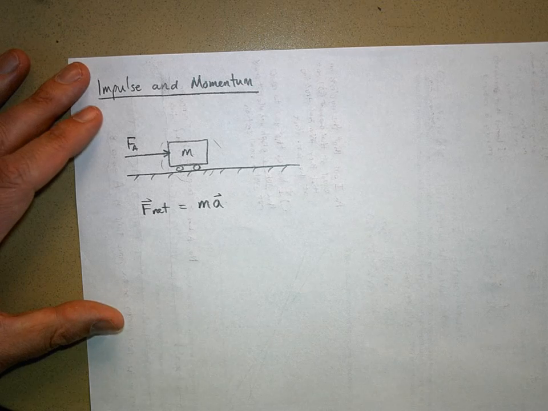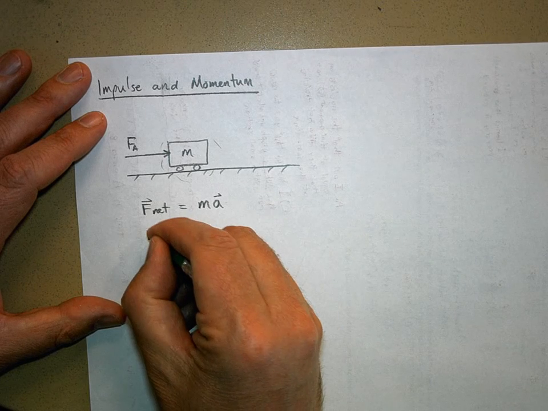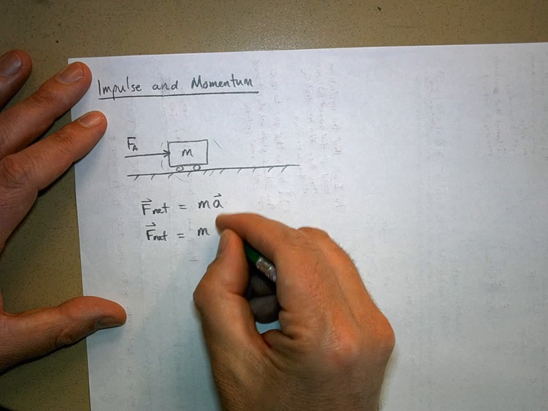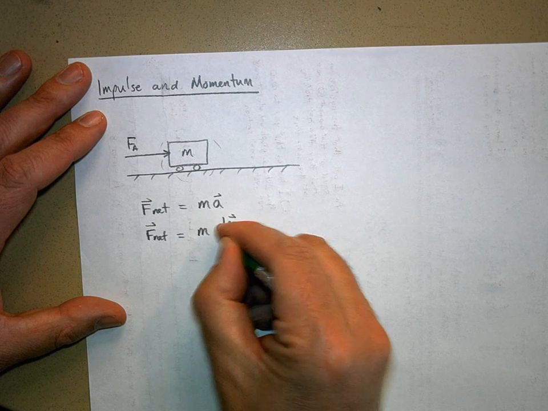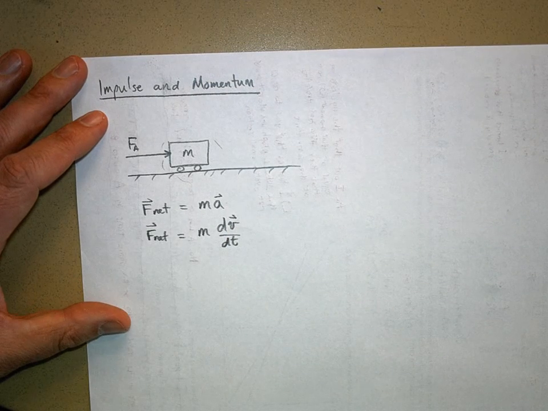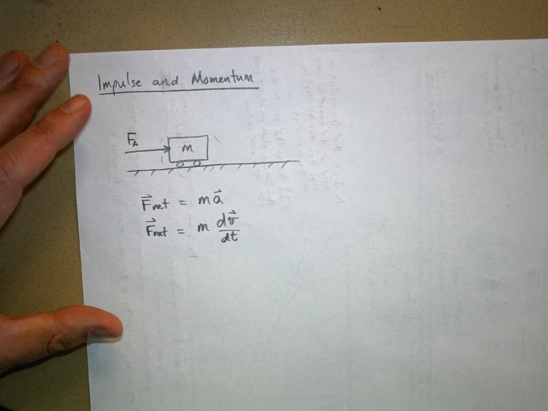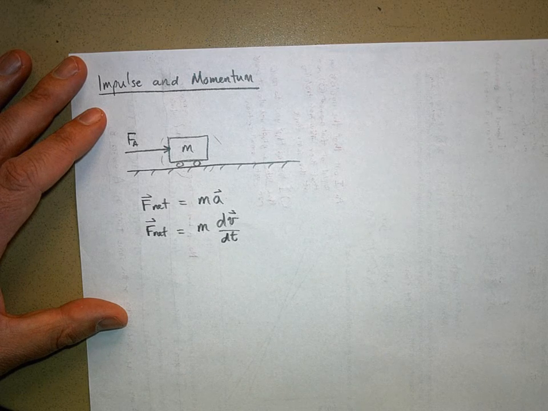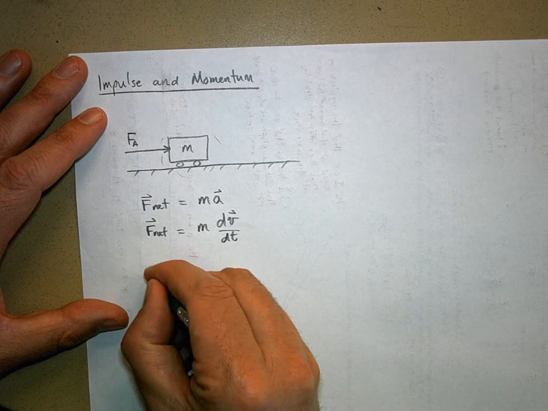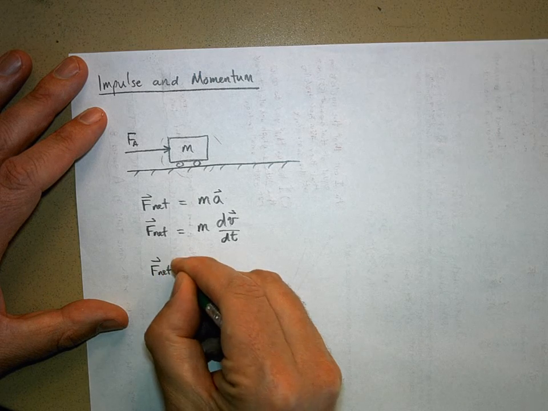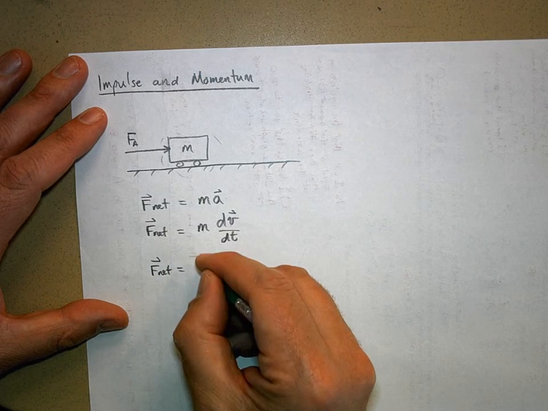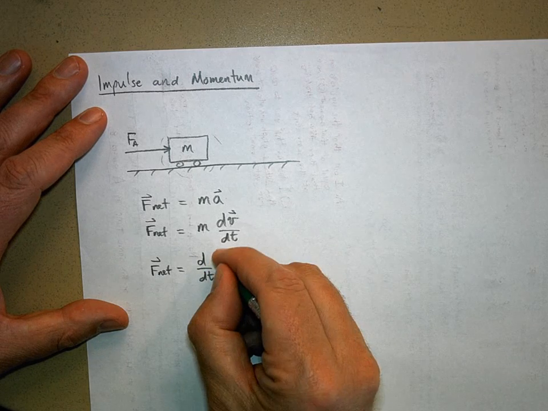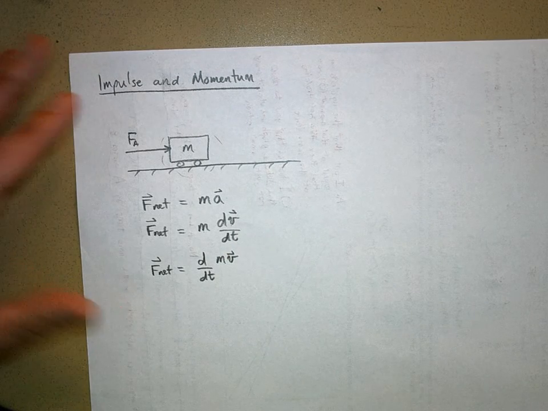Well, then we said, let's take a look at this. The net force equals mass, and what is acceleration? It's dv dt. It's the rate at which I change velocity. So it's pretty easy to just take the mass and put it inside that derivative operator and say the net force is equal to the time derivative of mass times velocity.